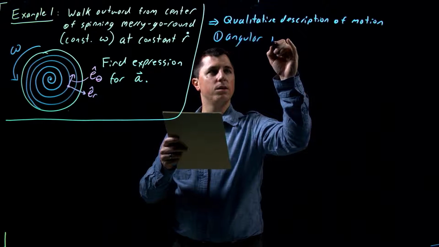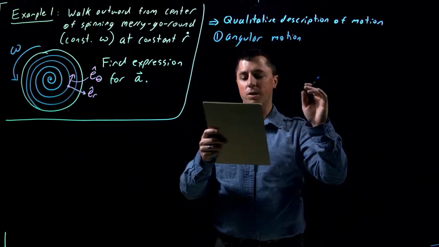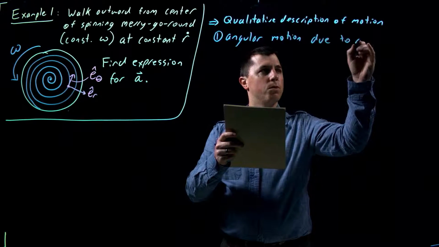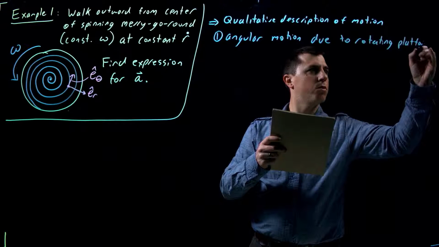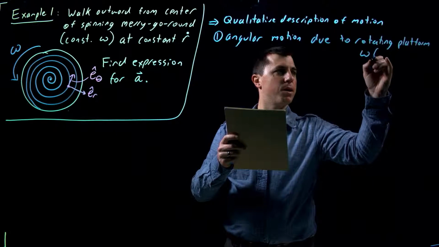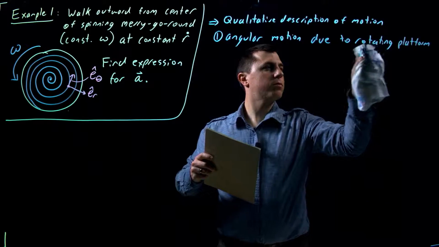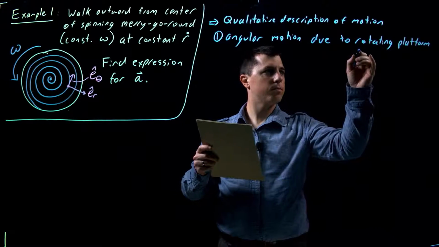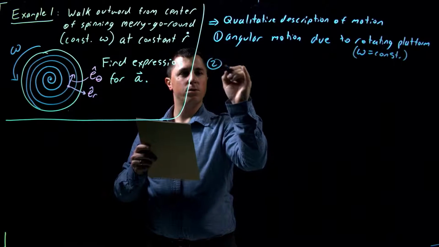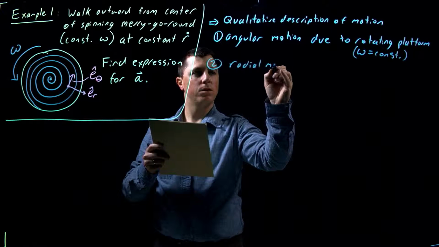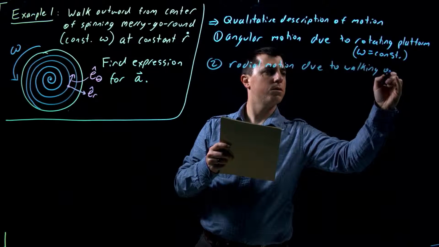We're verging here on talking about the quantities, but generally, qualitatively, we have one, angular motion due to the rotating platform, the merry-go-round, and this is the omega, constant, that describes the motion. And two, we have radial motion due to the walking, due to walking outward.